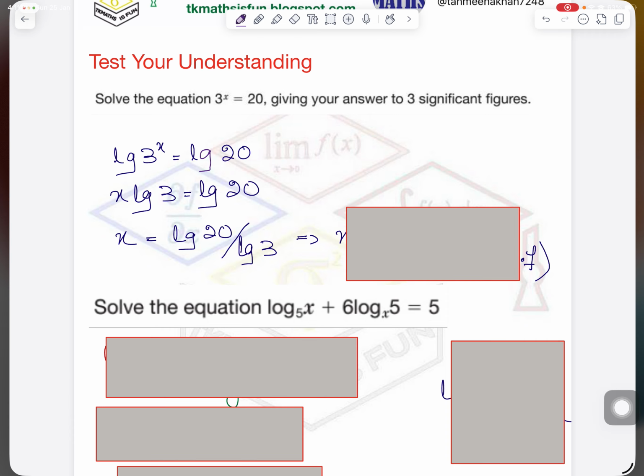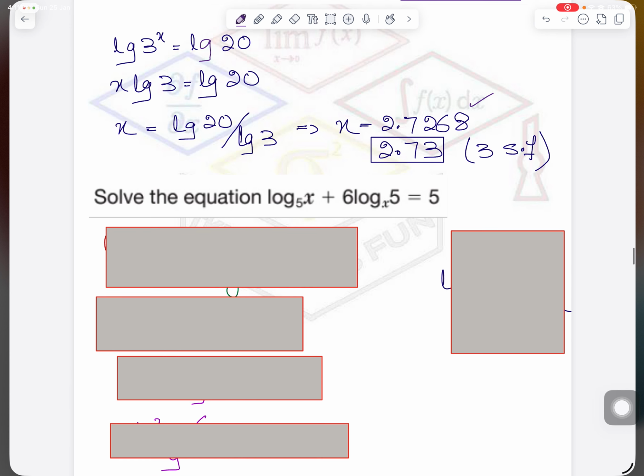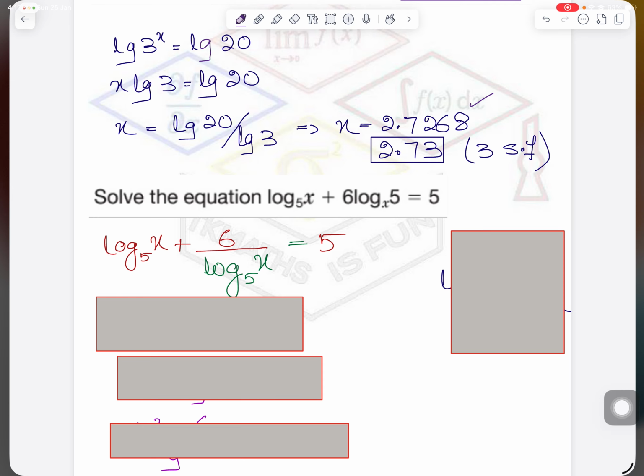LG means base is 10, right? When you write LG, you don't need to write base 10. This is an understood thing. Because if the question says give your answer in 3 significant figures, always write more than 3 significant figures and then show the examiner what it will be after rounding off to the significant figures given in the question. This is the one I just explained and two questions I've given you.